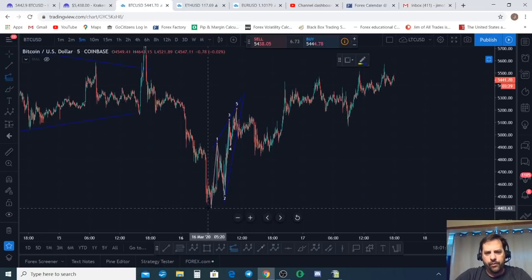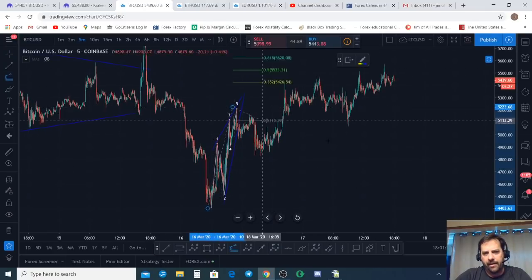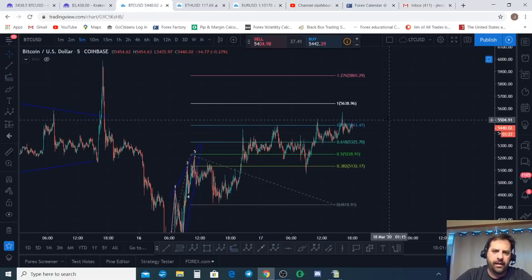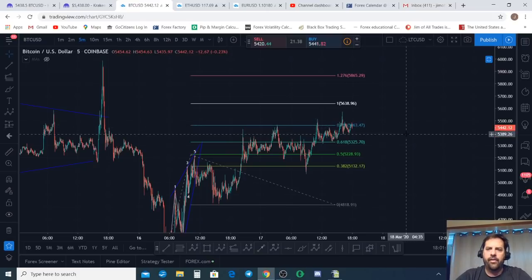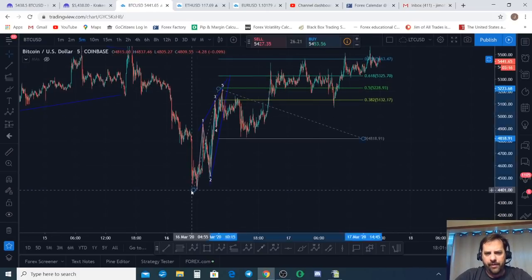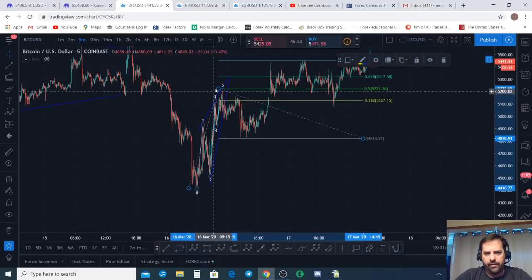Now how do we know which one's which? Well, we're going to throw the fibs on this guy. And right now we haven't even made it to the one-to-one extension. We're looking at a target of 56.38. That's the first target that we're looking to try to make there. Let's make sure I got my fibs right on the right mark here. There we go.